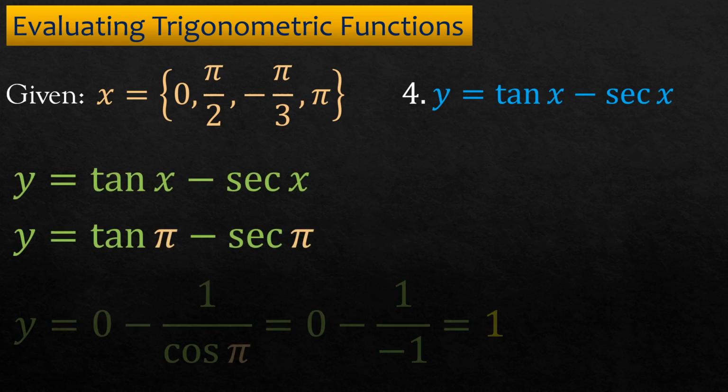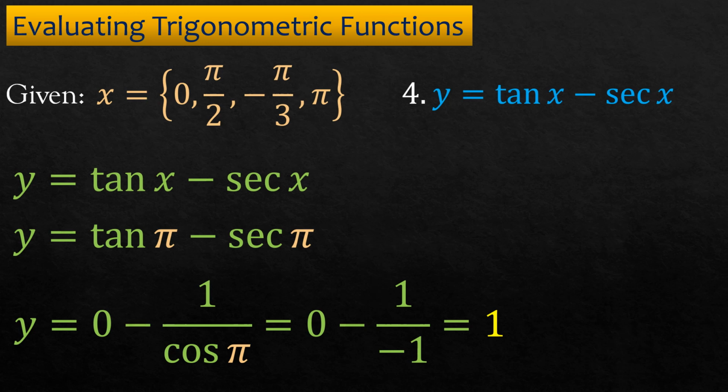So what about if you're going to use x that is equal to pi, tangent pi minus secant pi, using again the reciprocal identity, tangent pi is 0, okay? Because of the rule, sine pi is 0 and cosine pi is negative 1, so tangent pi is 0. Cosine pi is negative 1. So negative, negative is positive. The answer is 1.